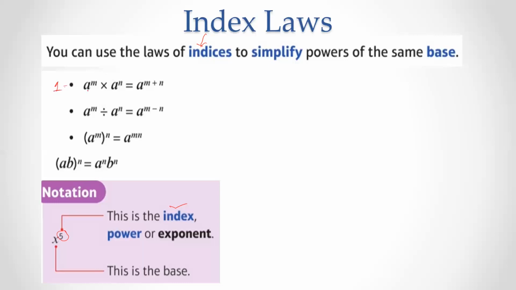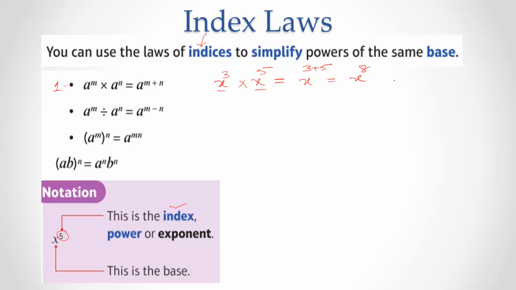First one: a power m times a power n equals a power m plus n. For example, x power 3 times x power 5. The bases are the same and these two are being multiplied. So we write the base one time only and we write their powers in addition. So this becomes x power 5 plus 3, which is 8.